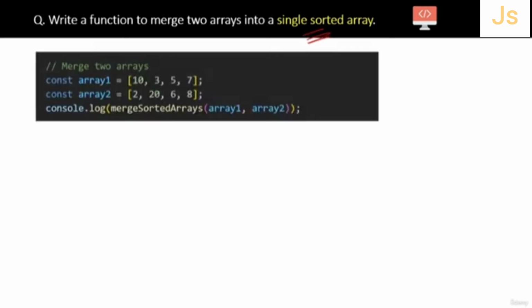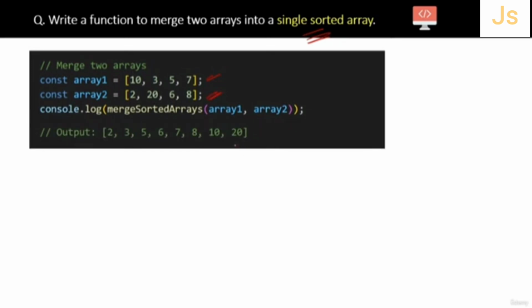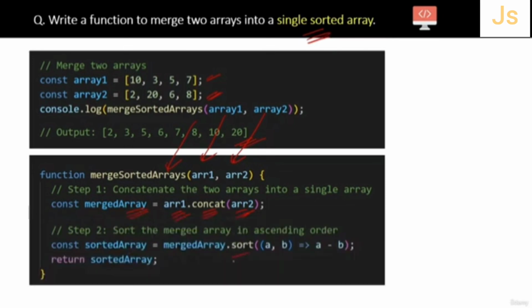Write a function to merge 2 arrays into a single sorted array. If you know how to merge and you know how to sort, you know the answer. Suppose we have 2 arrays like this. Now we have to merge these arrays and sort them in a single array. So this should be the sorted list, the expected output. First we will create the function which will accept two arrays as the parameters. Then the first step is to concatenate the 2 arrays into a single array by using the concat method. Now we have one single merged array, right? Now we can sort this array by using the sort function of arrays.